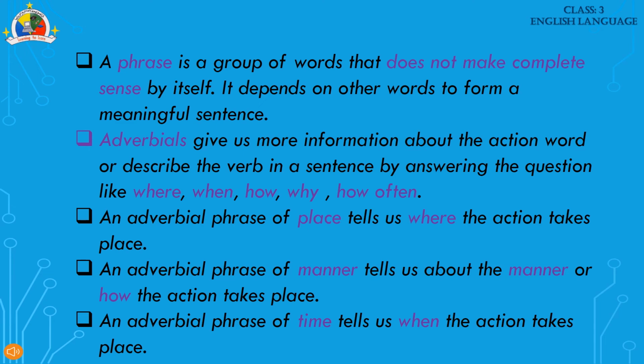A phrase is a group of words that does not make complete sense by itself. It depends on other words to form a meaningful sentence. Adverbials will give us more information about the action word or describe the word in a sentence by answering questions like where, when, how, why, how often. An adverbial phrase of place tells us where the action takes place. An adverbial phrase of manner tells us about the manner or how the action takes place. An adverbial phrase of time tells us when the action takes place.